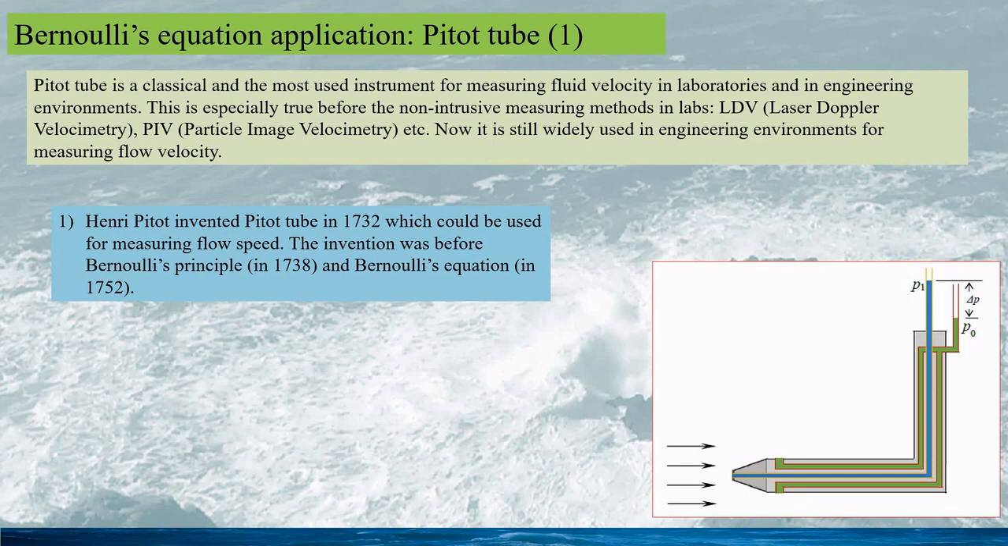There is an interesting story for the Pitot tube. Pitot invented the device in 1732, which was well before Bernoulli's principle in 1738 and Bernoulli's equation in 1752. However, Pitot showed the Pitot tube could measure the fluid velocity, but the theory behind it was not very clear at all.